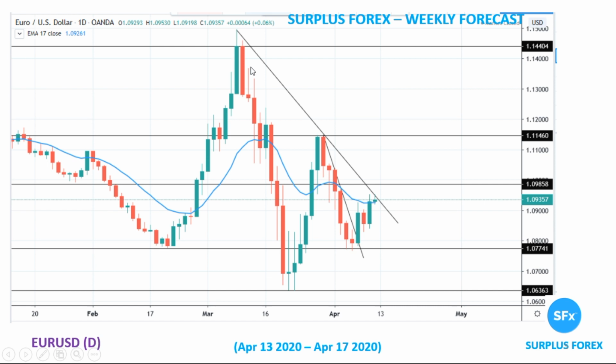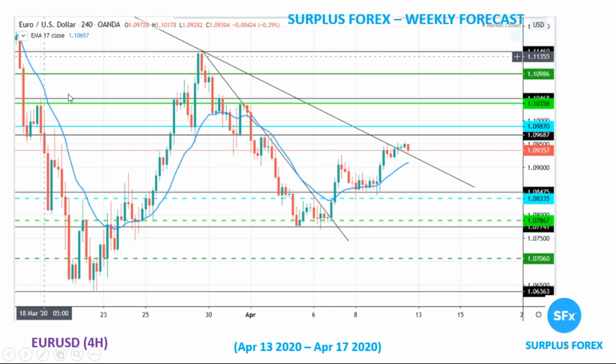So starting with USD, Euro USD on a daily time frame, we see that past week it was rising, didn't do much, but it did rise all the way, currently sitting at 1.0935. It did cross the downtrend line, and it did cross our EMA 17, and currently at 109.35. I believe that it should proceed further with higher gains.